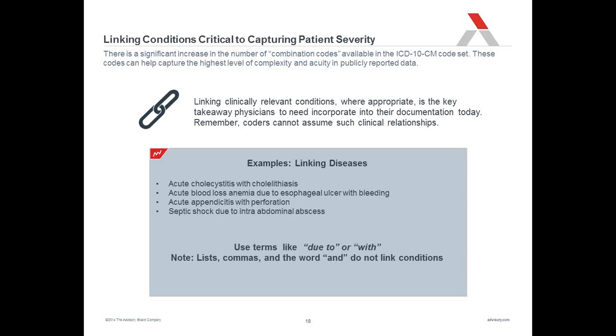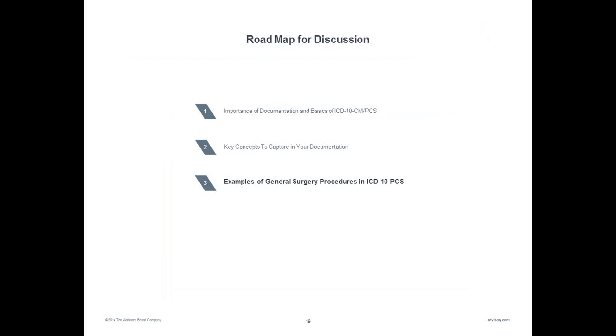In the blue box that you see on your screen, you can see the linkage of some diagnoses that you might see frequently. So acute appendicitis with perforation, or acute blood loss anemia due to esophageal ulcer with bleeding. Using terms like due to and with will help make it clear to the coding professionals that you are linking these disease processes together.